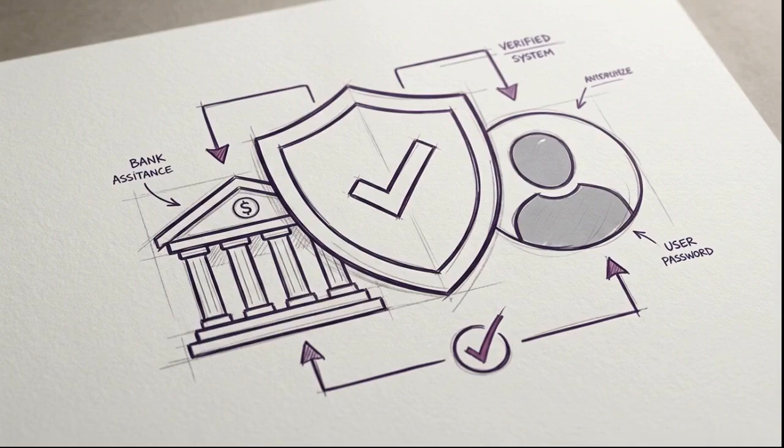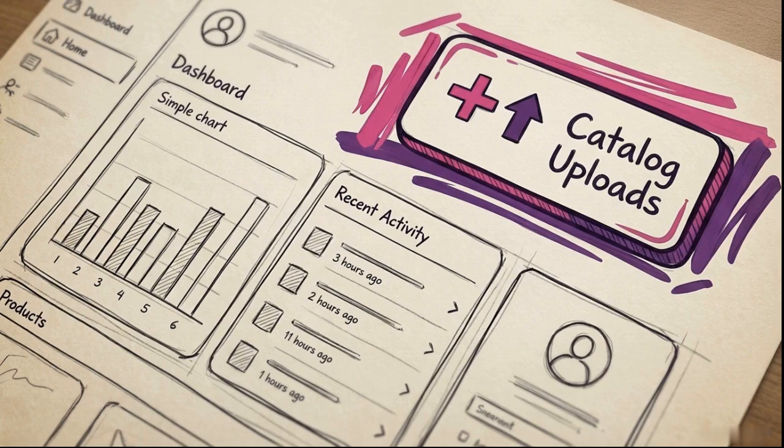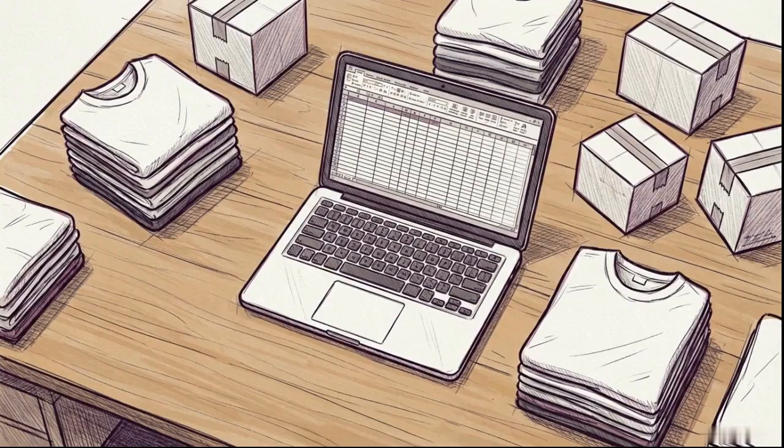Your multi-step verification is now complete. The supplier account is officially live and tied directly to your bank. Take a moment to look at the left side navigation bar. You will manage platform updates in the Notices tab, process your daily shipments in the Orders tab, and track your active stock levels in the Inventory tab. To initiate your very first product upload, direct your attention to the upper right quadrant of the screen and locate the Catalog Uploads button.